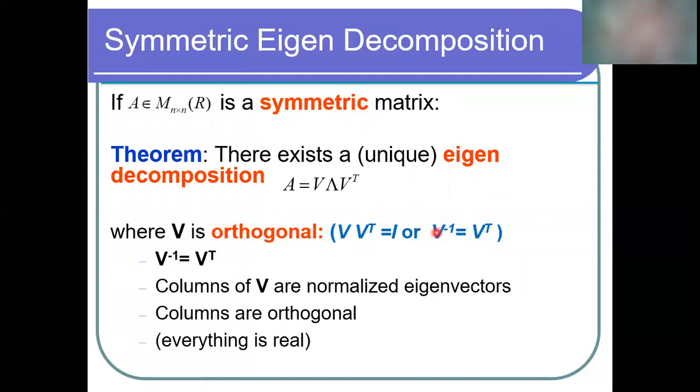It means V times V transpose is identity, or V transpose is equivalent to V inverse. In that case, our decomposition problem will reduce to this expression. In that case, dear student, V inverse is equivalent to its transpose. Columns of V are normalized vectors. Columns are orthogonal. Everything is real in that case.